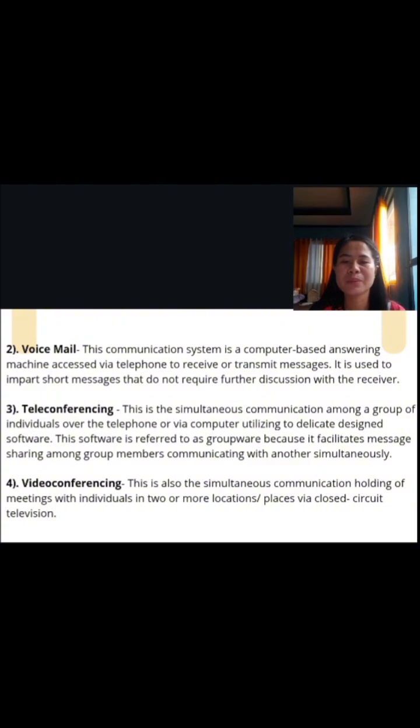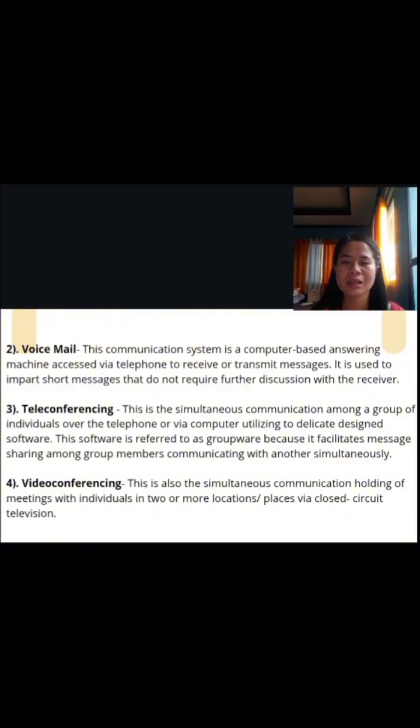Second is voicemail. This communication system is a computer-based answering machine accessed via telephone to receive or transmit message. It is used to impart short message that do not require further discussion with the receiver. It is the use of the telephone.